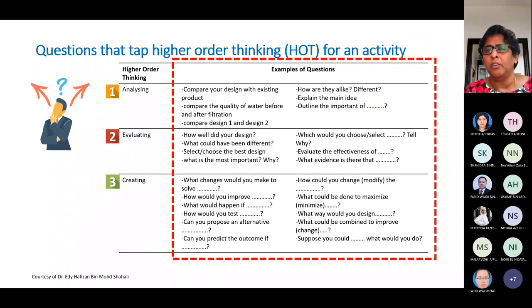You can ask them, okay, how well did you design? Why did you choose this method? Tell me, okay? These are all higher order questions if students can answer you and help you explain. Maybe at the beginning they are shy, but later on they explain why.